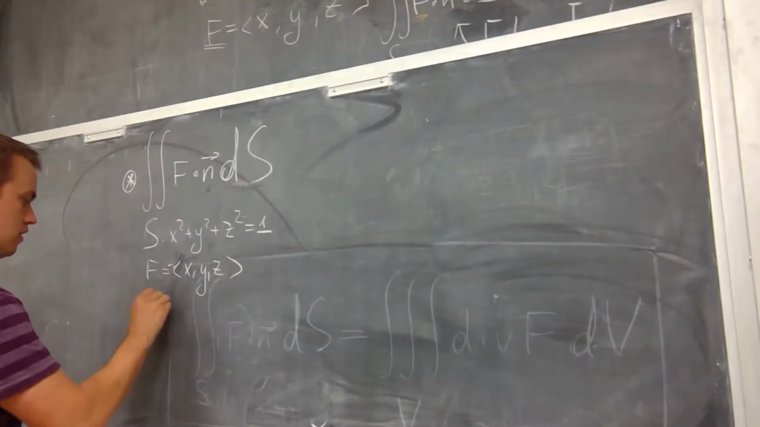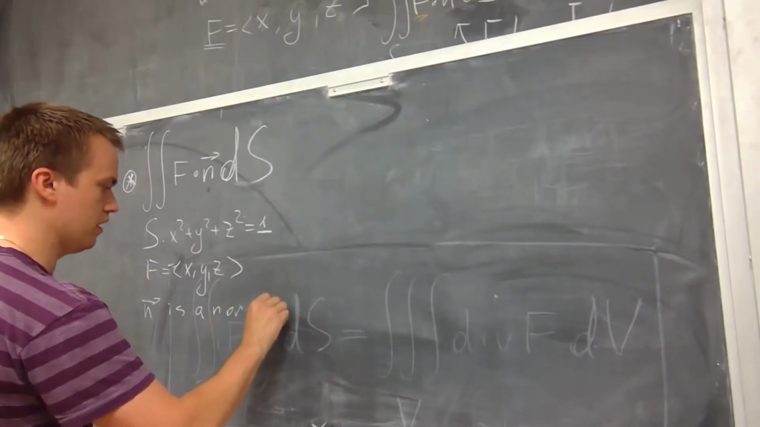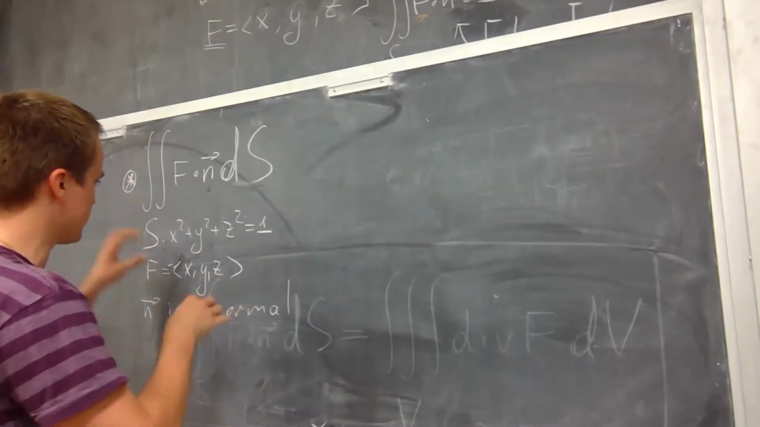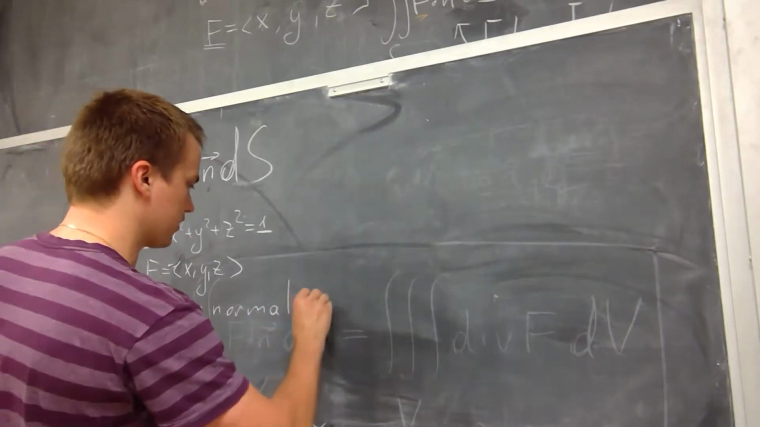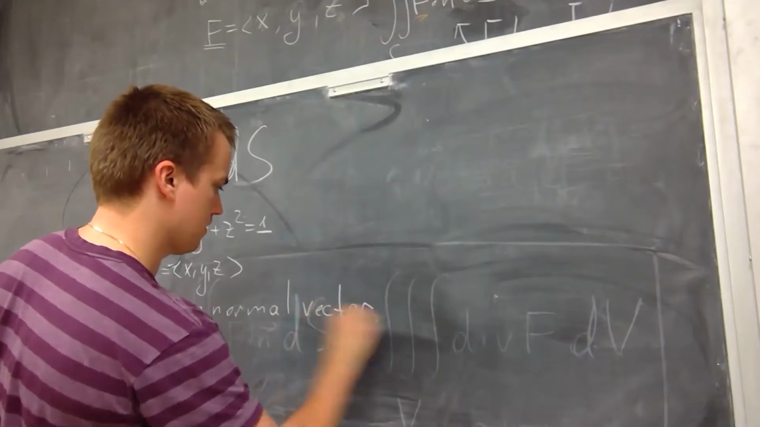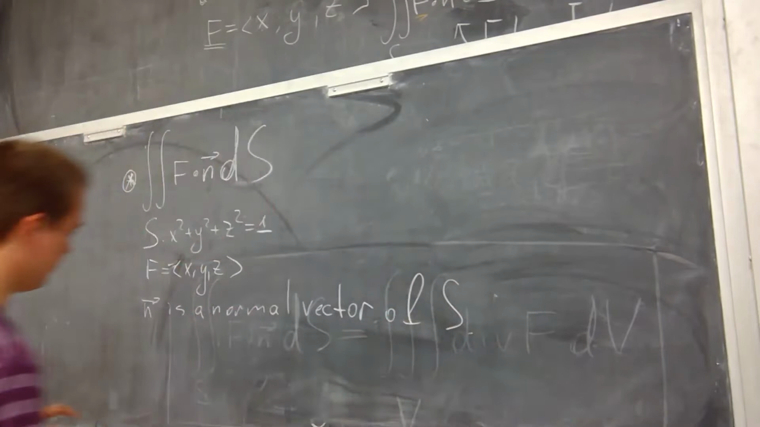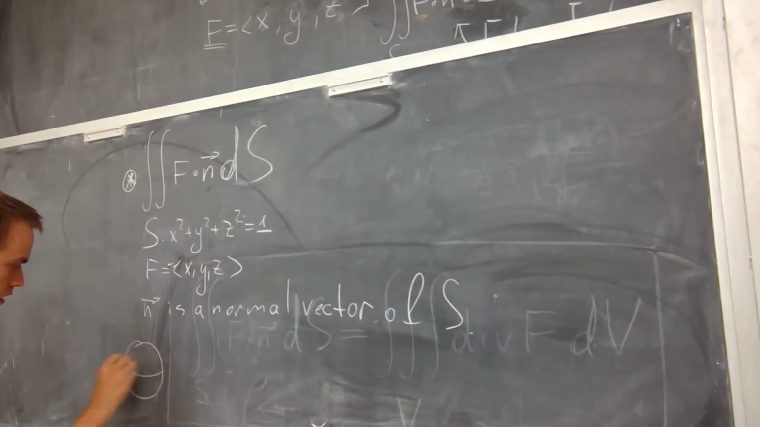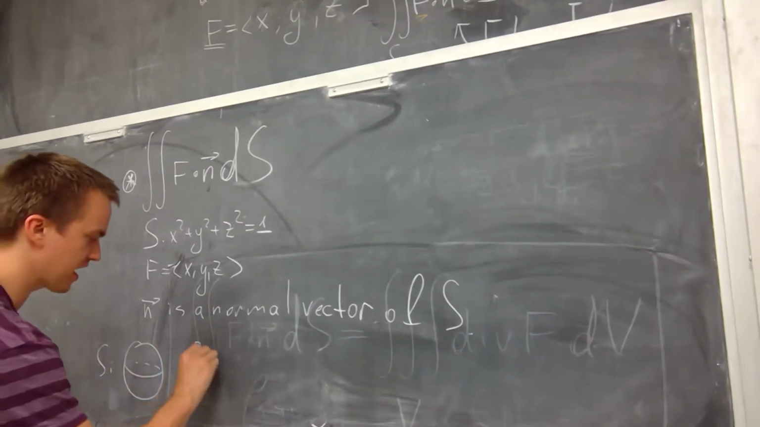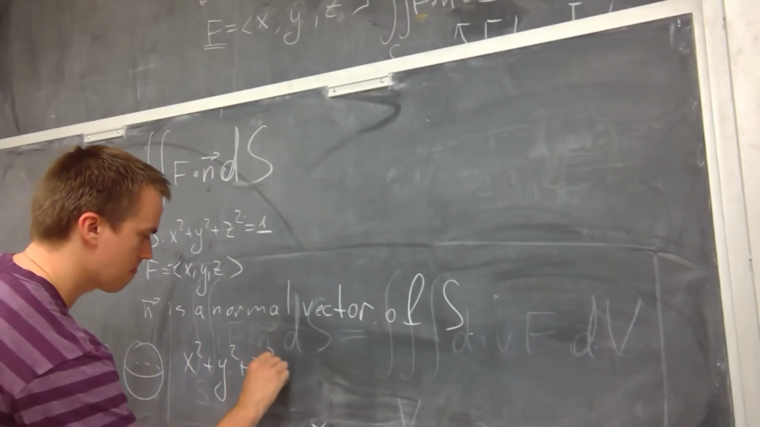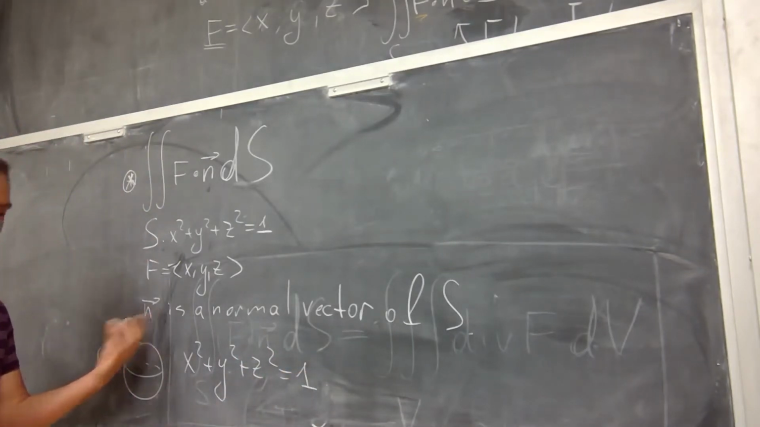n is a normal vector of S. If you're given some surface S, for example, in this case a sphere, how can we find the normal vector? I'm going to show you in a second. But if you're given a sphere, and this is our sphere S, given by the equation x squared plus y squared plus z squared equals 1, we all know how we can find this normal vector.